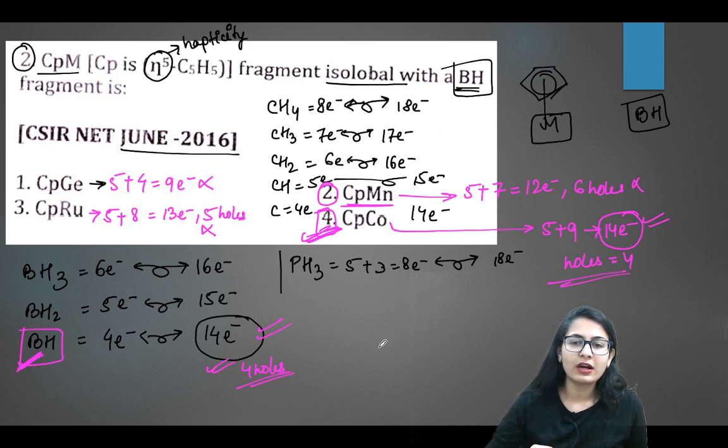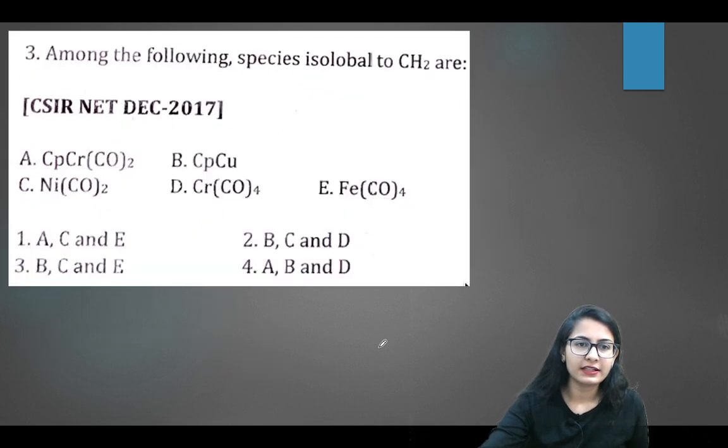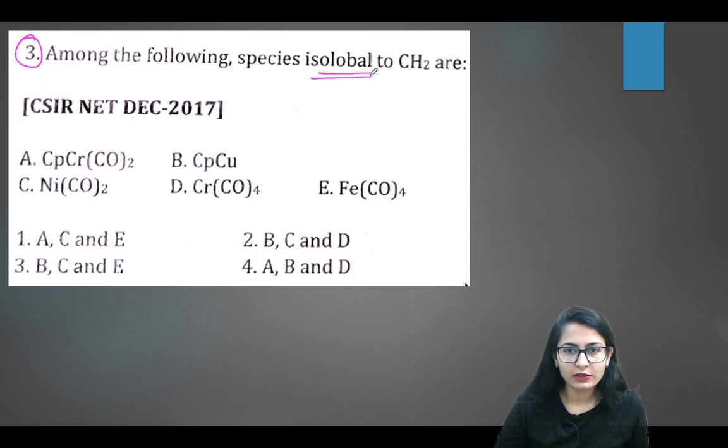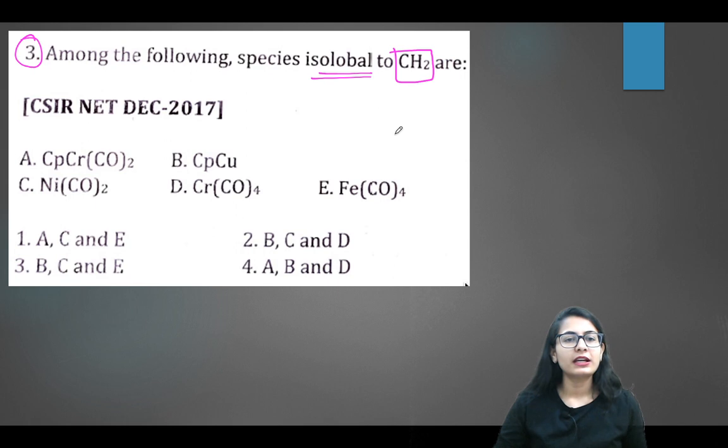Now we are going to move onwards and do another question. Question number 3: among the following species, isolobal to CH2 are... Now this is very important because we have a lot of options, and this is a 4-mark question basically.